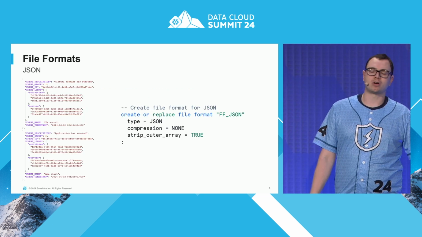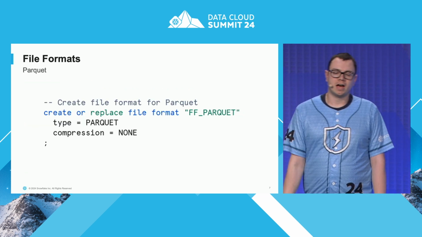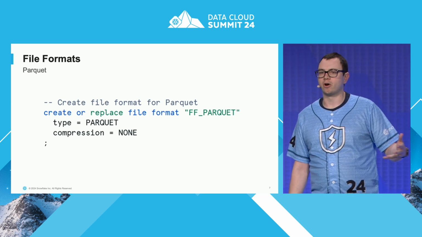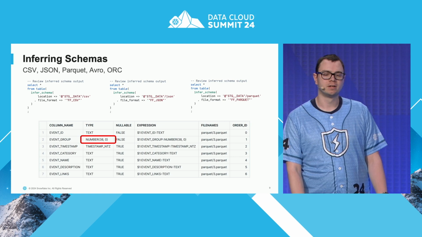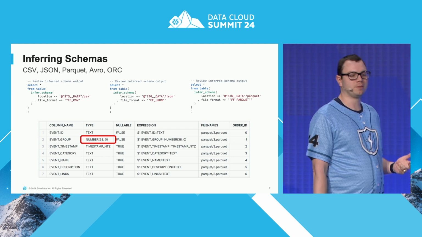JSON, there's nothing special going on here. I've just got an example up. And again, for Parquet, there's nothing special going on. I've just introduced 3 file formats, so we have a bit more flavor for the demo. So, inferring schemas, first of all.